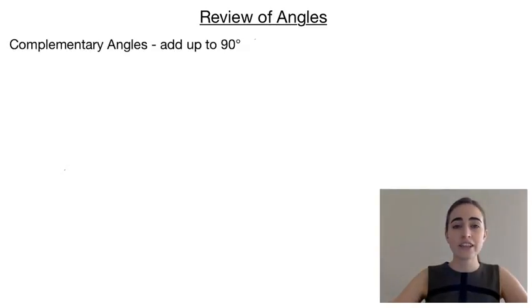The first angle fact that we need to know is complementary angles, and complementary angles are any angles that add up to 90 degrees. For example, if we've got a right angle here, but it's split into two angles, then this angle here and this one here are complementary angles because together they make that 90-degree angle.